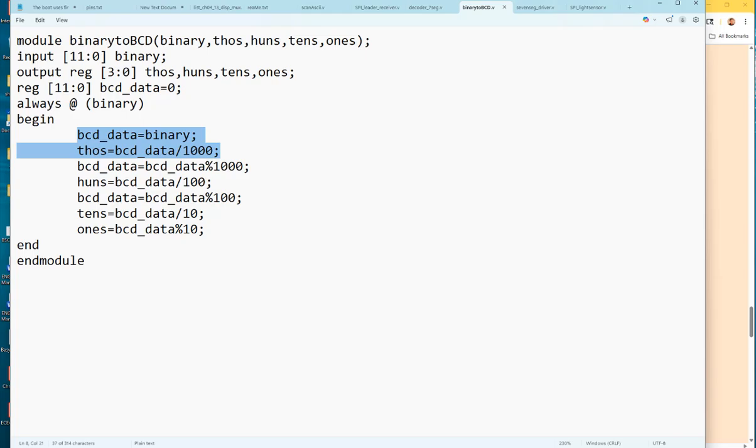So this is a sub module. It takes in a binary number and outputs these ones. You just think about it that way. The binary to BCD converter takes in that binary number and outputs the results. And these results are 4-bit results that are available for the lookup table for the 7-segment display.